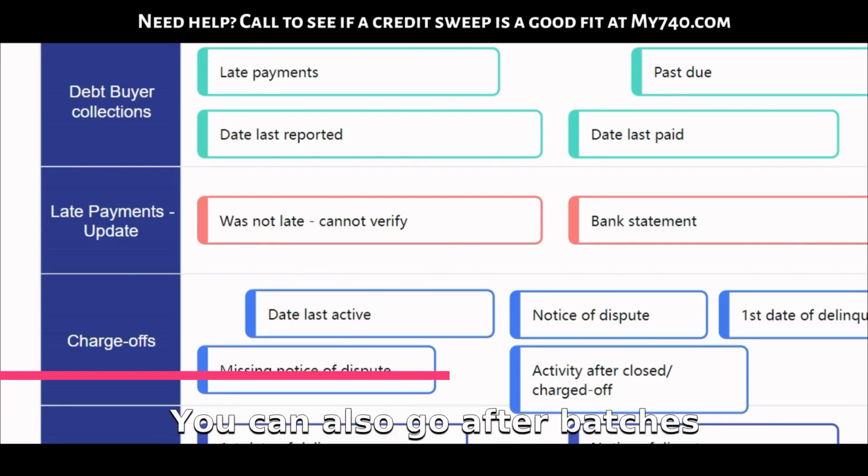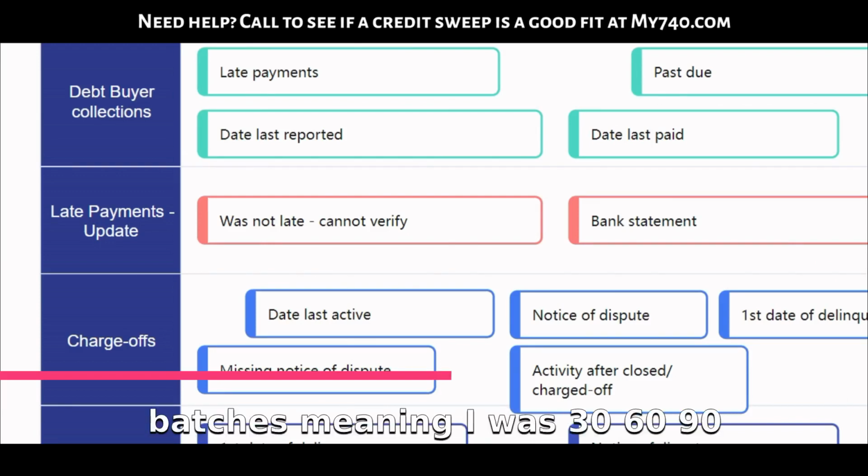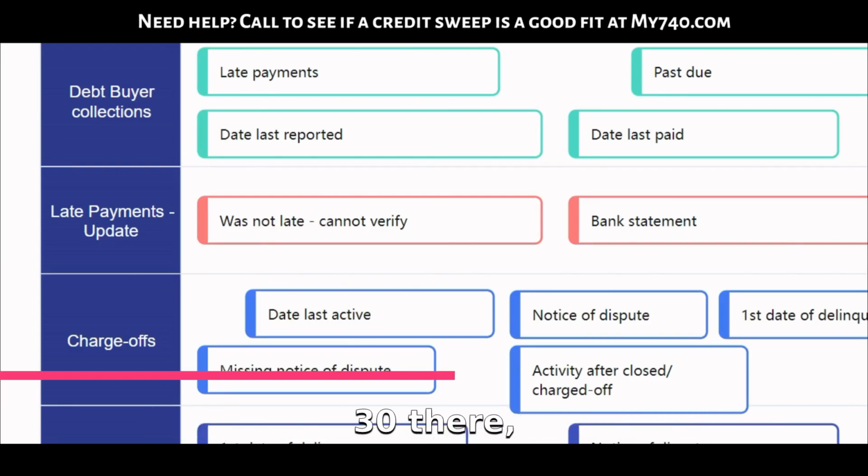You can also go after batches. Batches meaning I was 30, 60, 90 here, I was 30 there, 30 there, 30 there, I was 30, 60, 30, 60 there. Those are batches, and that definitely can work. You're going to go after the oldest late payment, and you're going to say, hey, guess what? I was not late, because they cannot verify a late payment.